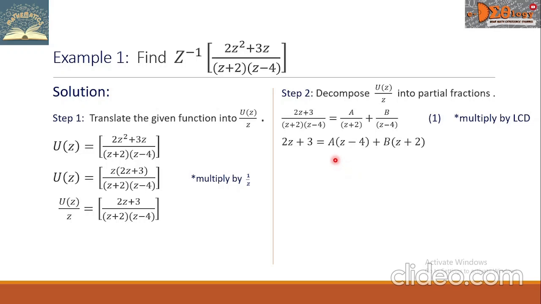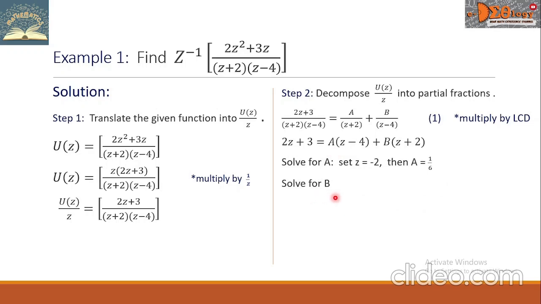Let us now solve for A and B respectively. Since this is an equation, we say that the equation is true for all values of Z. Let us now solve for A, which means we must eliminate B. Take note here that we have the B with factor Z plus 2. So to eliminate B, we set Z equals -2. Let us now substitute -2 to all Z in this equation. Then we will get the value of A, which is 1 over 6.